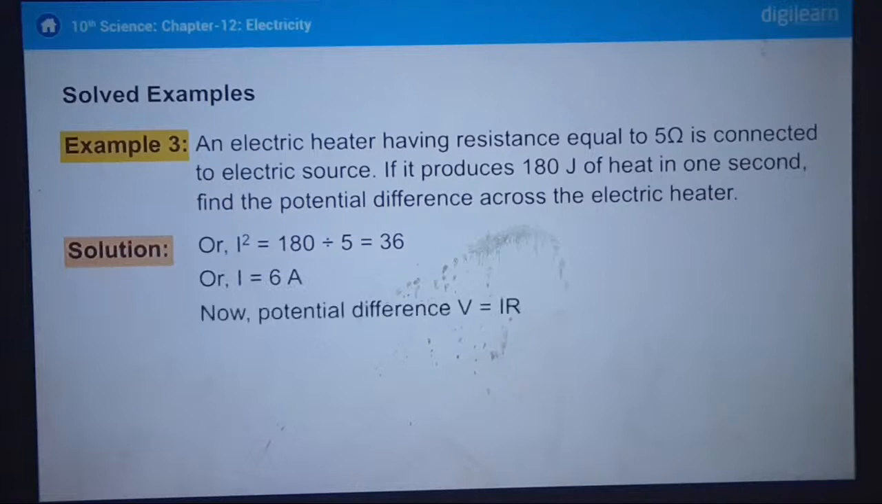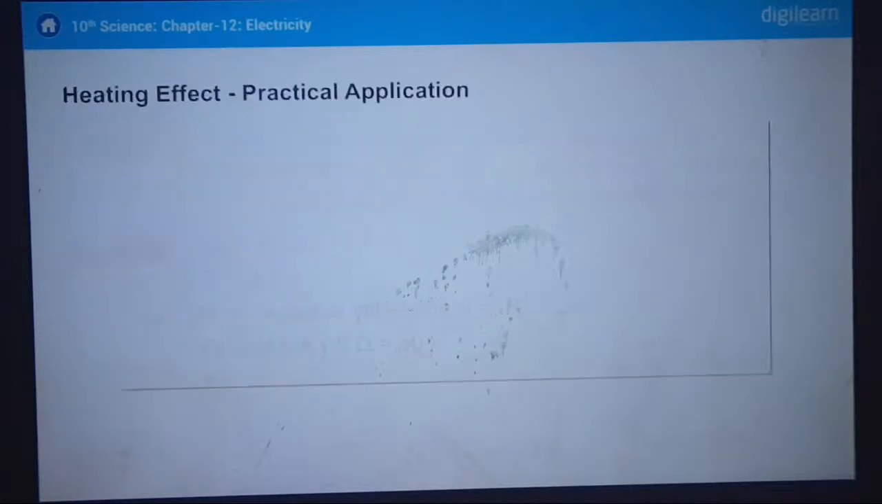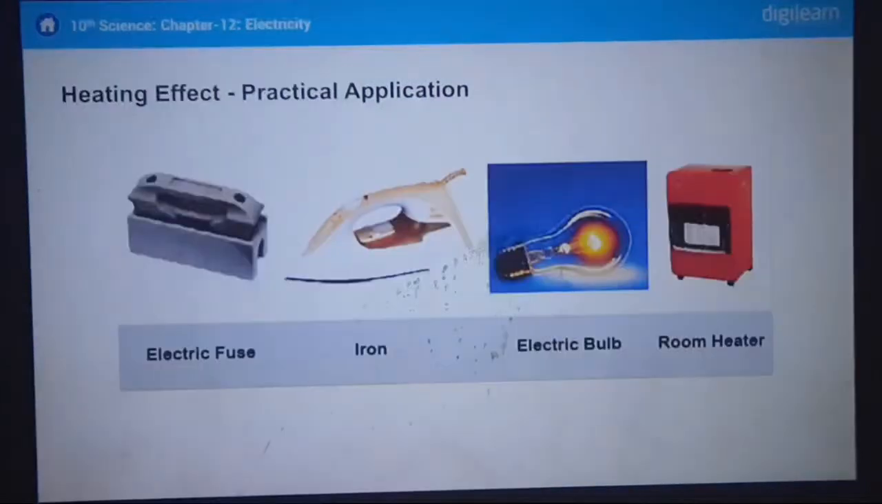Now, potential difference V equal to IR, or V equal to 6 amps into 5 ohms equal to 30 volts. Heating effect application. Practical application of heating effect of electric current and electric power. For exploiting the heat effect of electric current, the element of appliances must have high melting point to retain more heat.